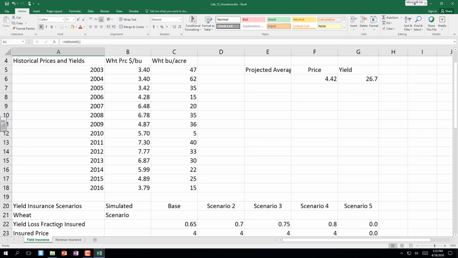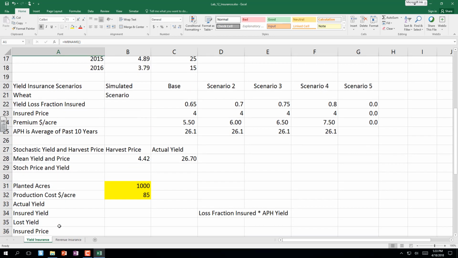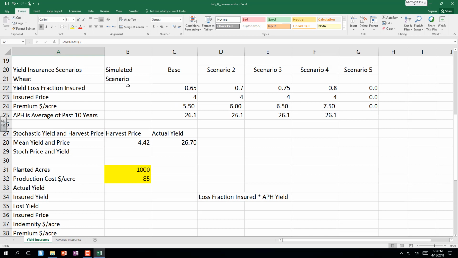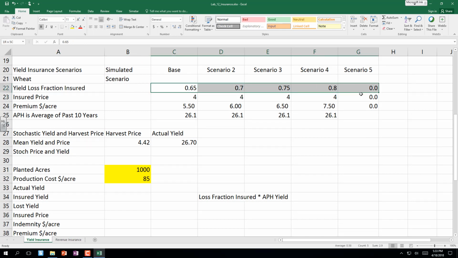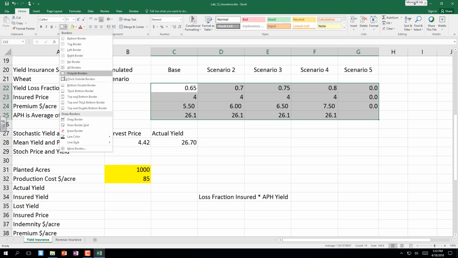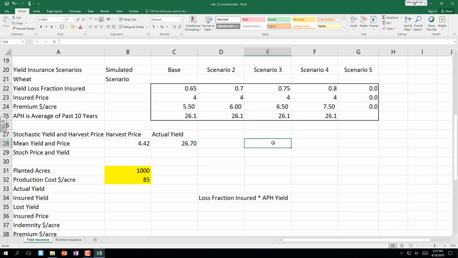So we've got some historical data here, historical yields and prices. We have a projected price, and we have some insurance policies. We've got 5 possible insurance policies that we could work with, and we want to program this and find out which is the best insurance policy. Now, this first worksheet is on yield insurance, and the second worksheet's on revenue insurance because there are 2 different types, okay?